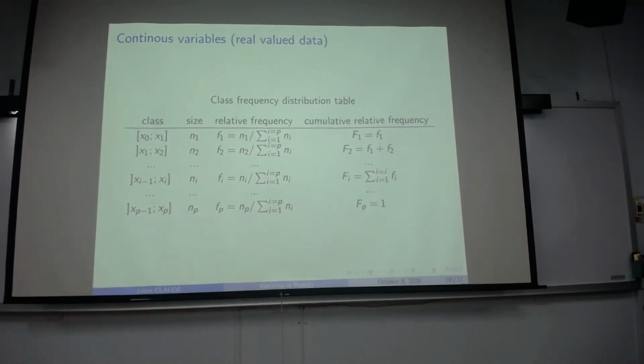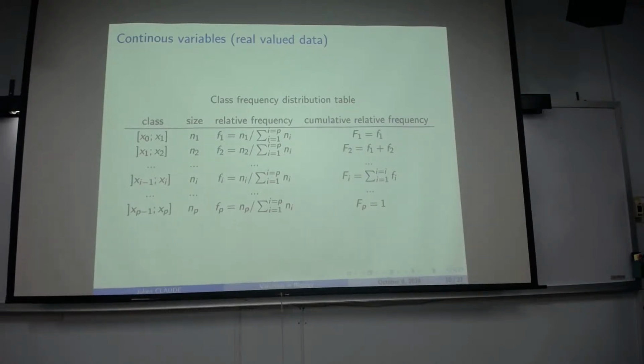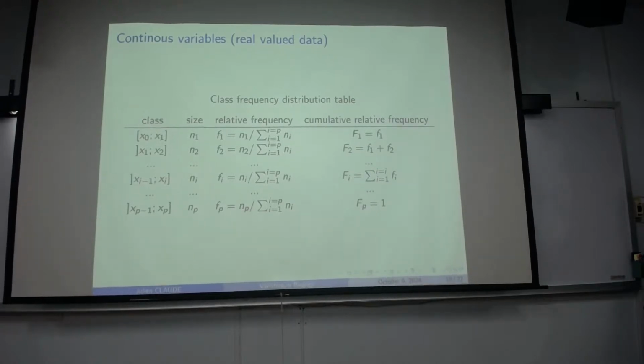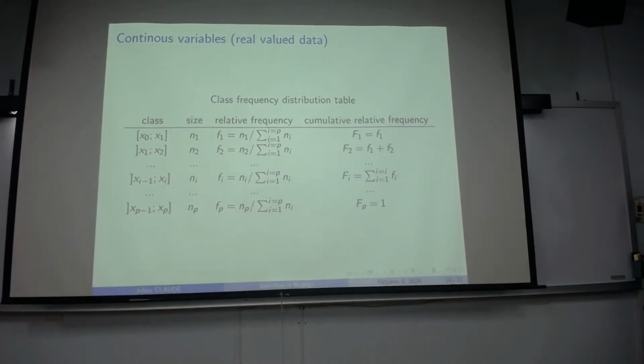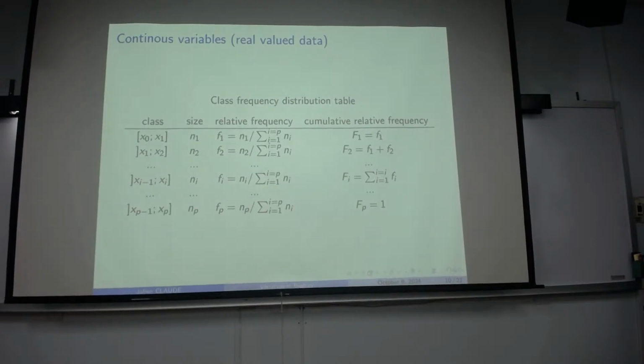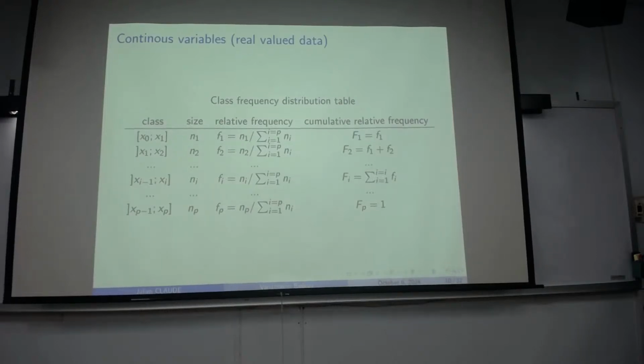Let's move now to continuous variables. Continuous variables are variables that take real values. In theory, there is an infinity of possible values. If you look at your size, and if you are very, very precise, I cannot tell you all the sizes in the room. It will take me too much time.